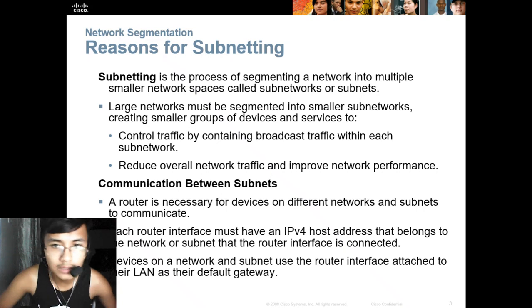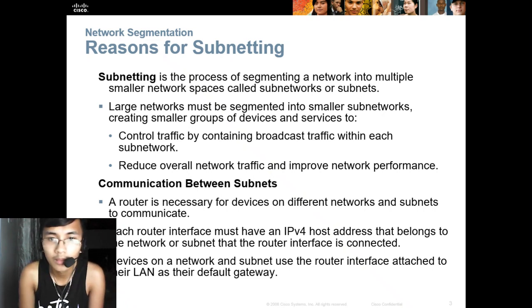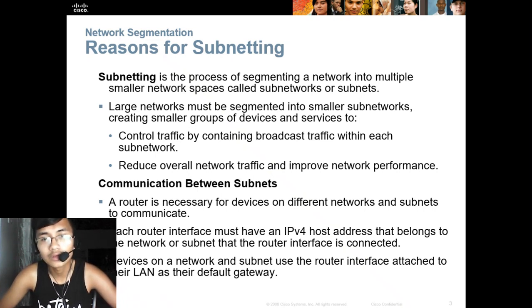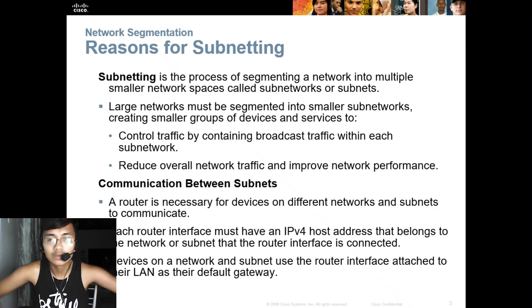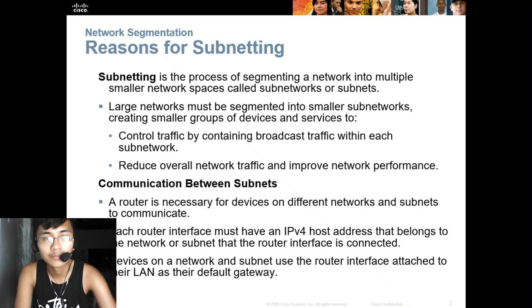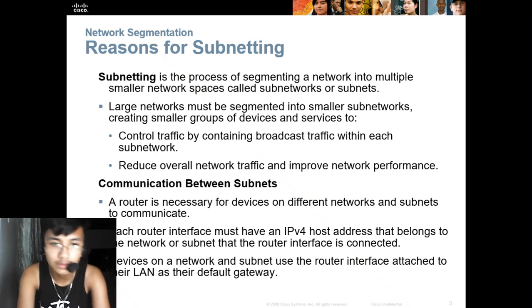So for the communication between subnets, they said that the router is necessary for the devices on the different networks and subnets in order for them to communicate. And also, in setting up the router interface, we must have an IPv4 host address that belongs to a given subnet on the interface that is connected. And also the default gateway is set to the router interface attached to the LAN on every device.